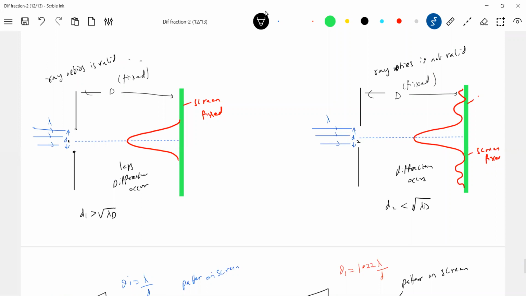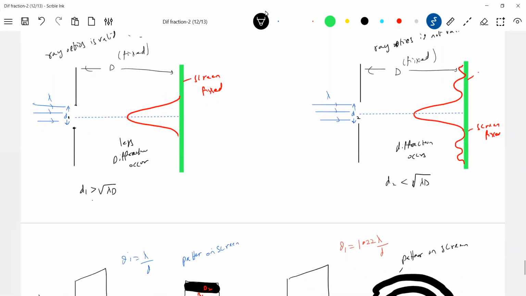So this is the reason. If the size of the object is greater than this particular thing, then we don't see diffraction phenomena. If light is incident on an object, why don't we see the diffraction effect? The size of the object is greater than this, so we don't see the diffraction effect. If the size of the object is less than this, we see the diffraction effect. Got this?